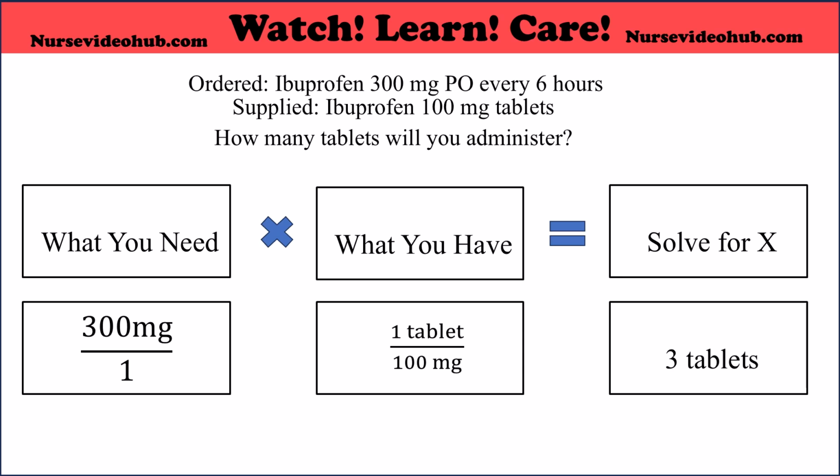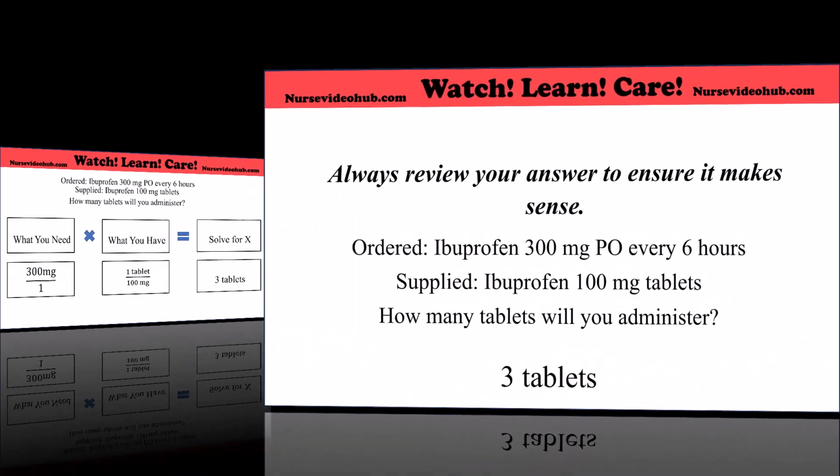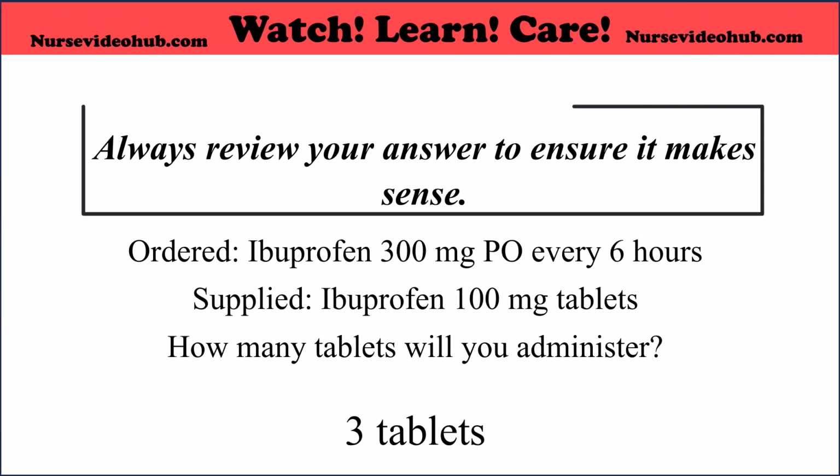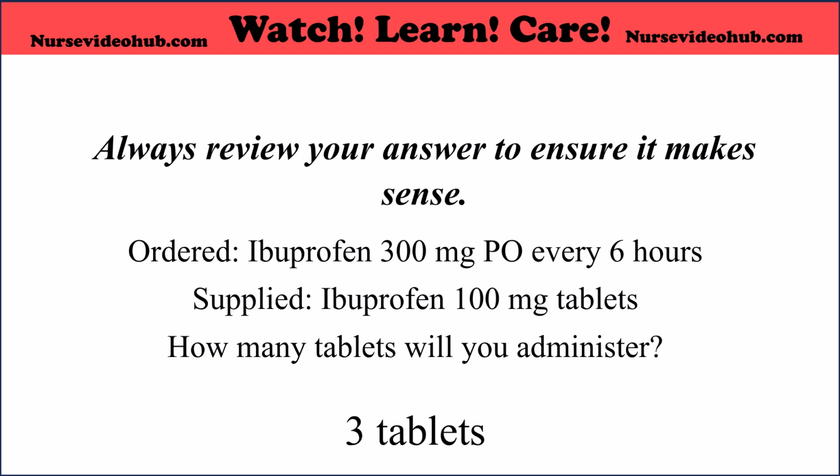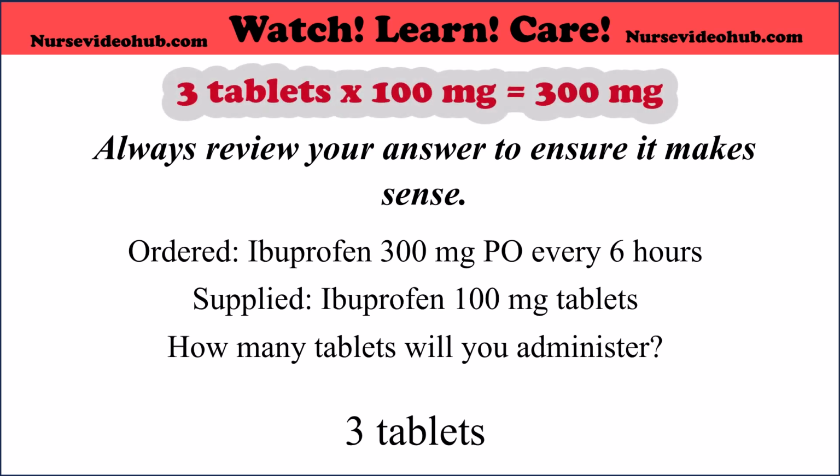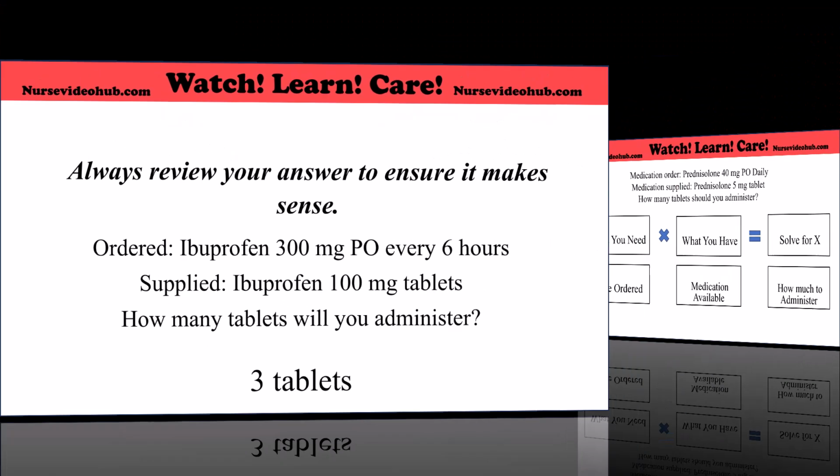You calculate the answer by multiplying across. 300 divided by 100 equals 3. The milligrams canceled out, leaving you with tablets. You would administer 3 tablets to deliver the 300 milligram dosage. Always review your answer to make sure it makes sense. The reverse method is to multiply the amount to be administered, 3 tablets, by the concentration available, 100 milligrams, which equals the prescribed dosage, 300 milligrams.